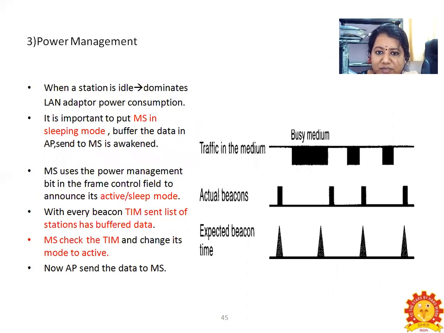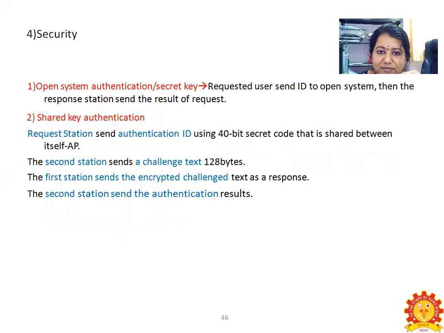Next is the power management. When a station is idle, it dominates the LAN or router power consumption. So it is important to put the MS in sleeping mode. It will buffer the data in the AP and send it to the MS when awakened. The mobile station uses the power management bit in the frame control field to announce its active or sleep mode. With every beacon, the AP sends a list of stations that have buffered data. Now the AP sends the data to the MS.